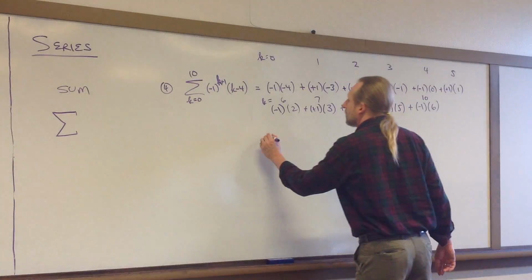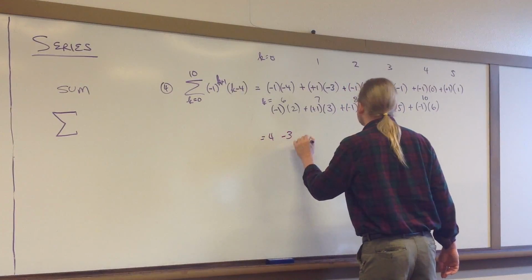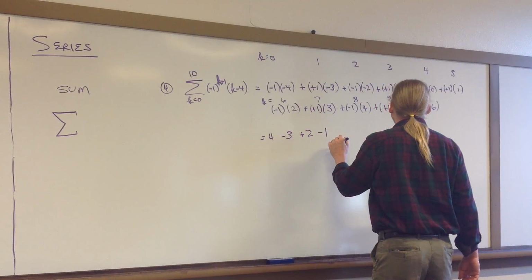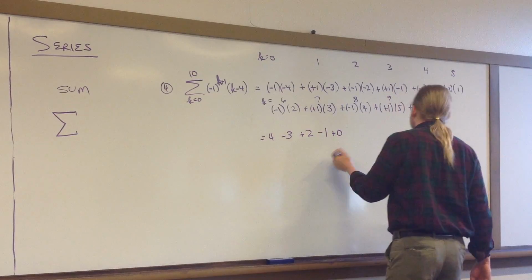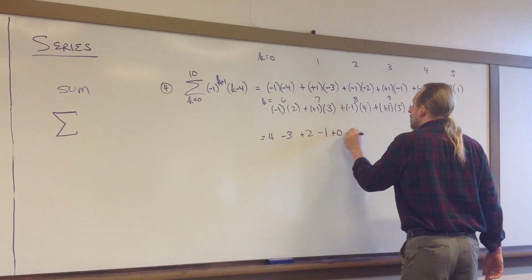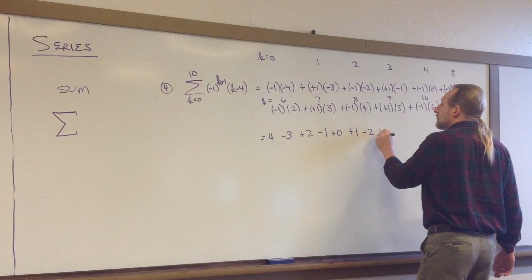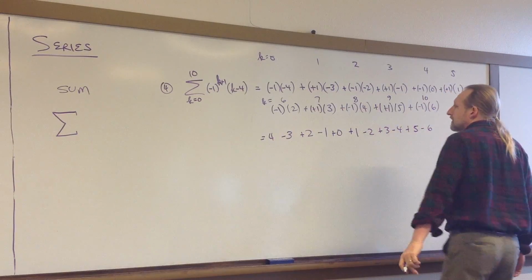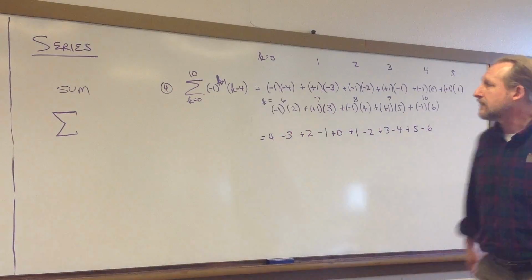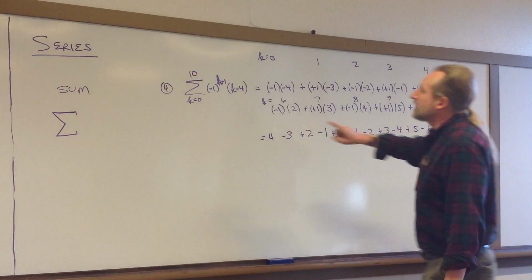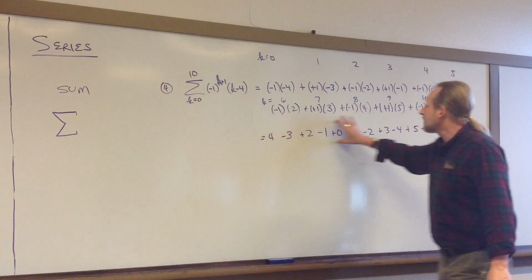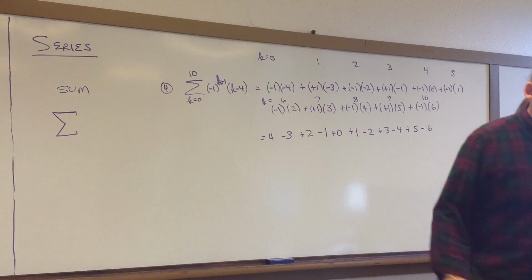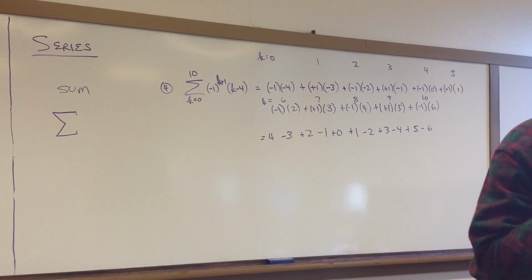And so what are we going to get here? We're going to get 4 minus 3 plus 2 minus 1 plus 0. You can call it minus 0 if you want. Plus 1 minus 2 plus 3 minus 4 plus 5 minus 6. And again, we don't need to calculate this. All I want to see is you translating this into the expanded notation.